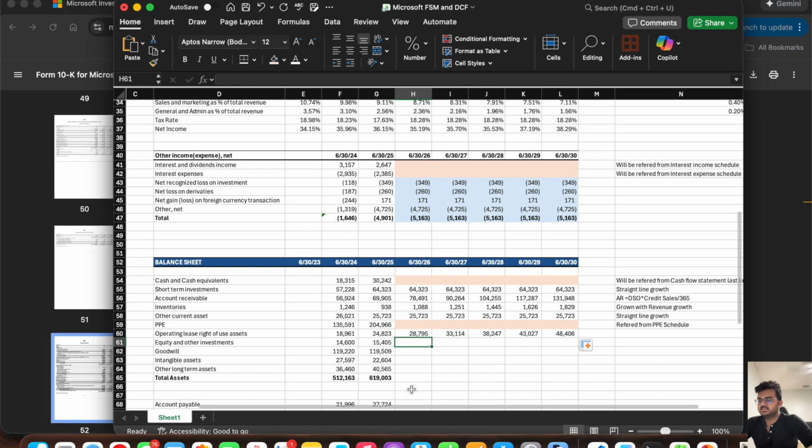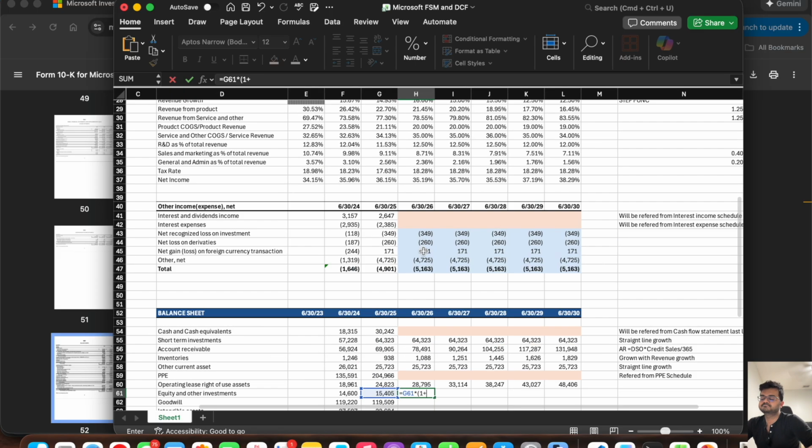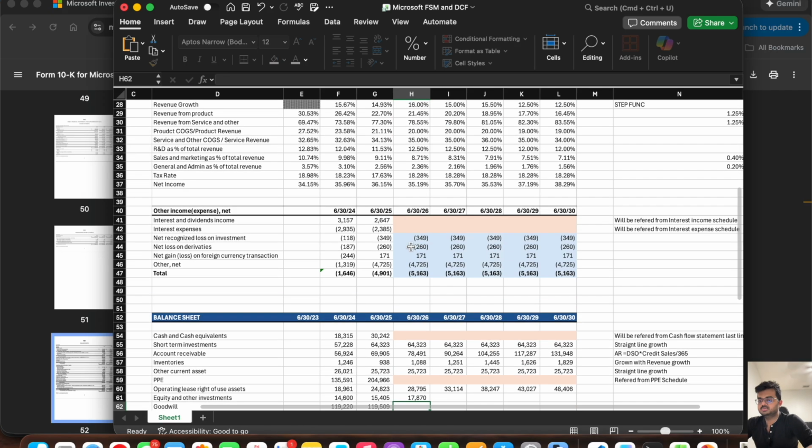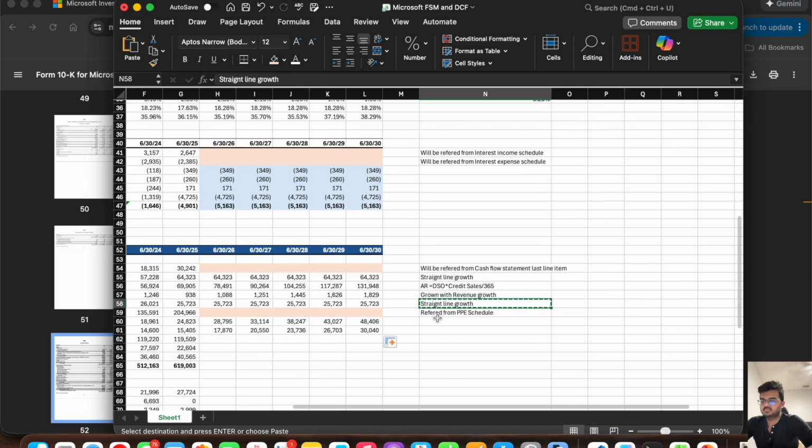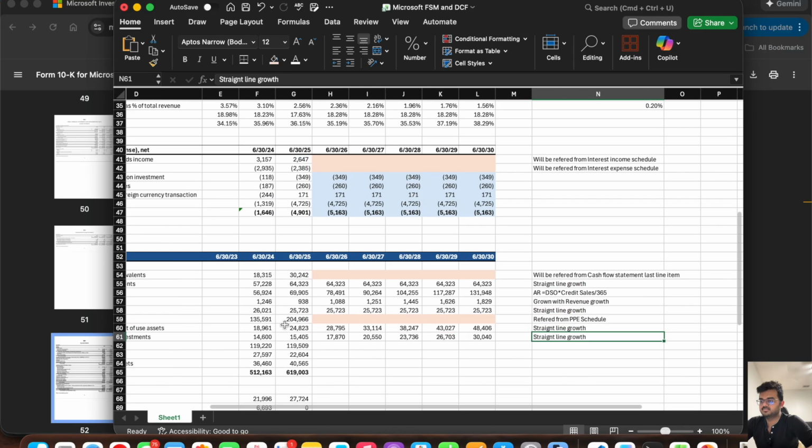Then next one is equity and other investments, which is where Microsoft has invested in the non-operational part of the business, that is, in other companies or other businesses. Microsoft has invested hugely in OpenAI, for example. All these items will come under this bucket. So I'm thinking Microsoft is in a growing state, so I assume this number will also grow as the revenue grows. I'm just going to use the revenue as a proxy here. So these two things we have grown with revenues. I'm just going to update it here.